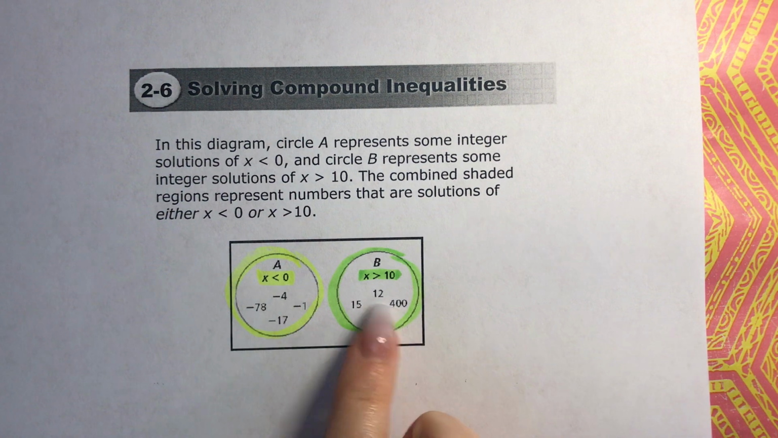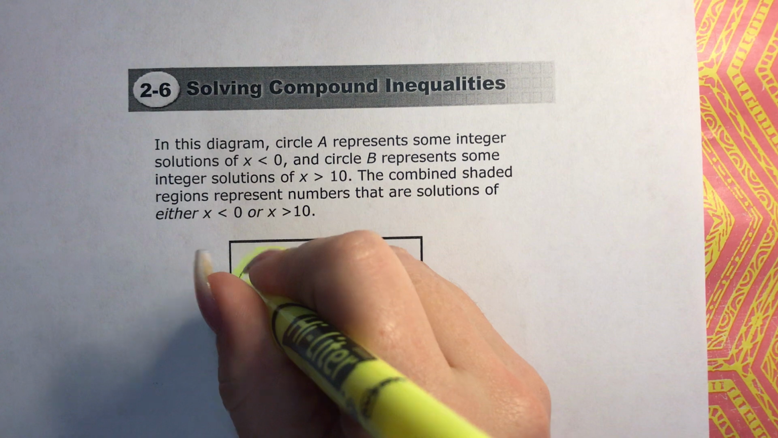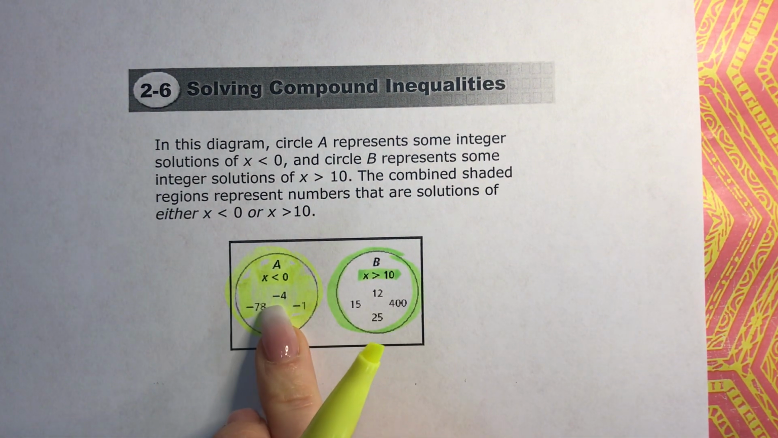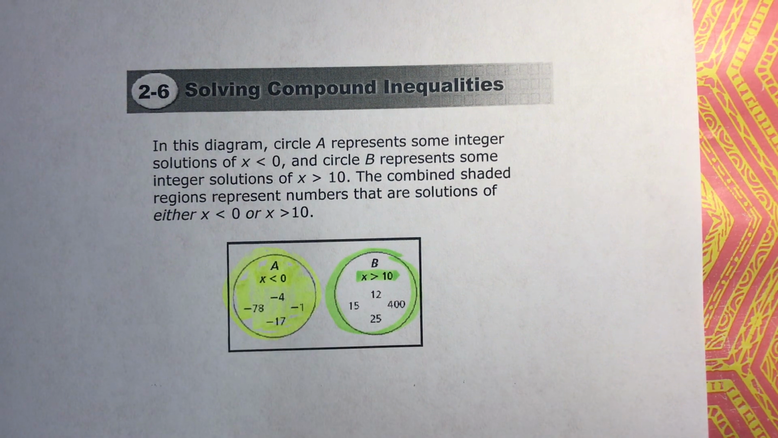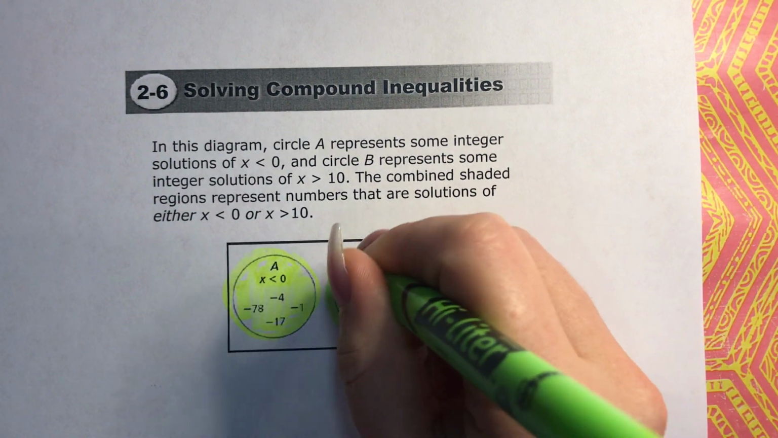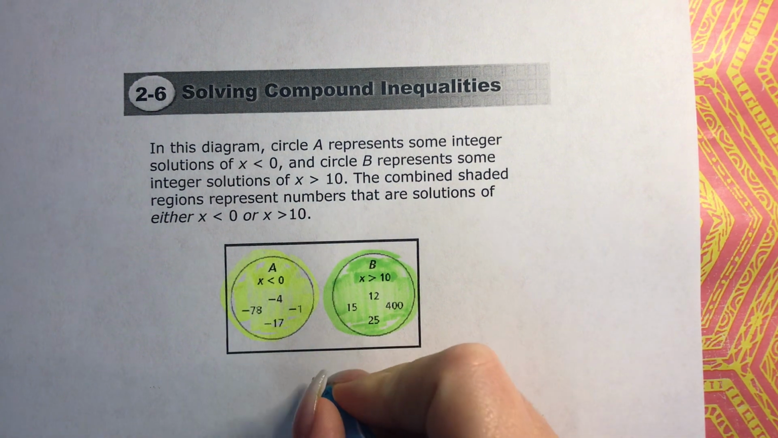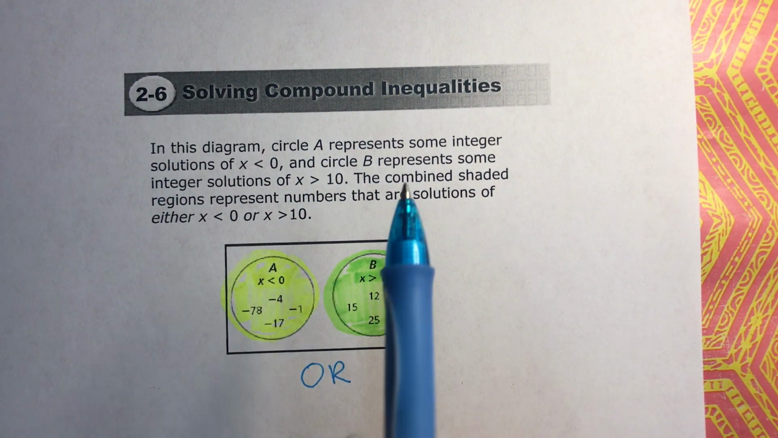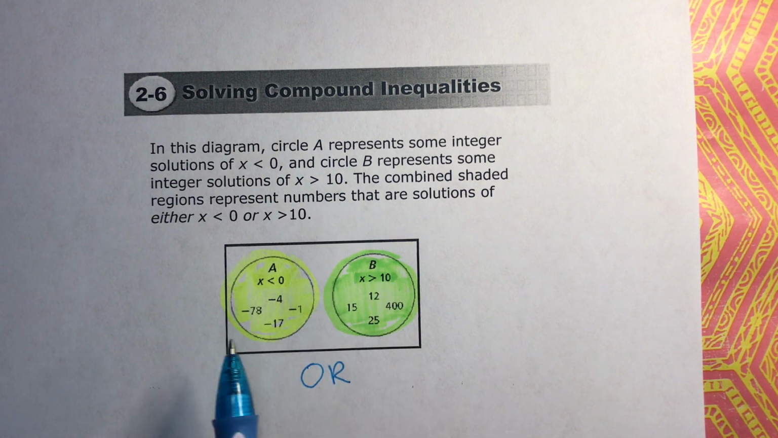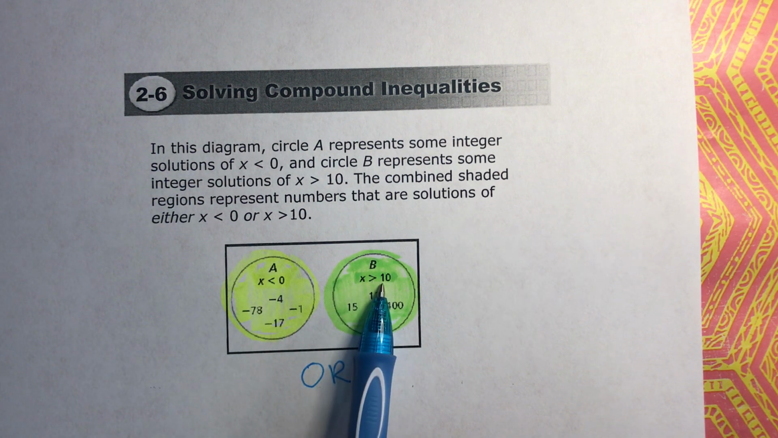So if we're going to combine these, the solutions could either be in circle A, or they could be in circle B. This would be a type of compound inequality, which is referred to as an OR. So the solution can be in circle A, or it can be in circle B. Or you can say x is less than 0, or x is greater than 10.